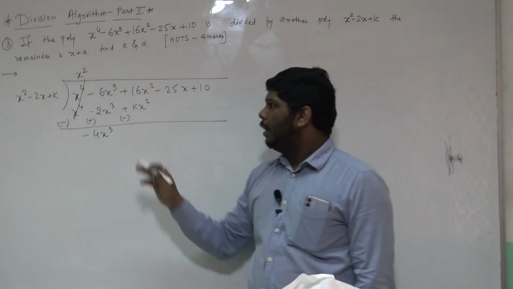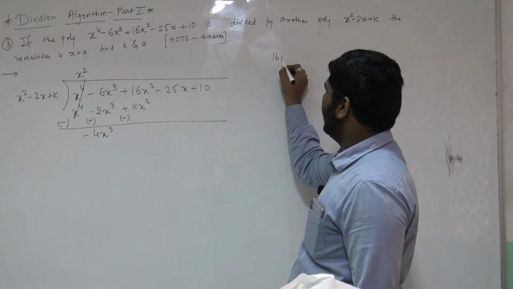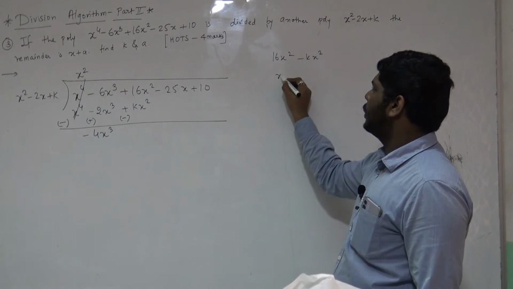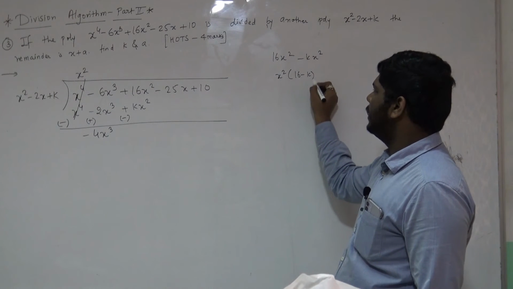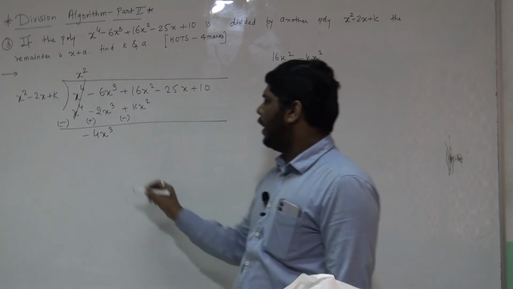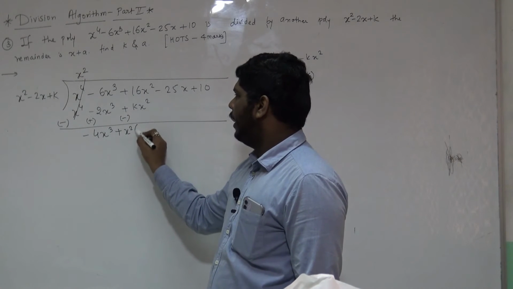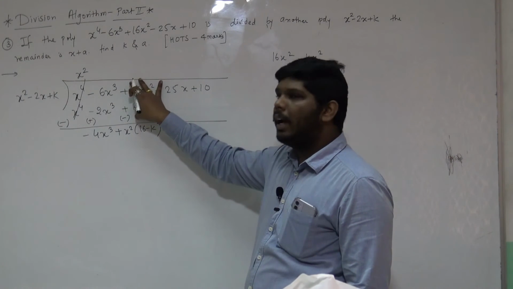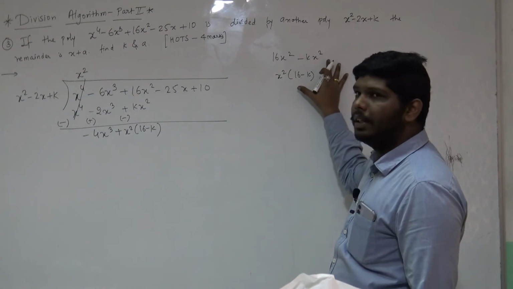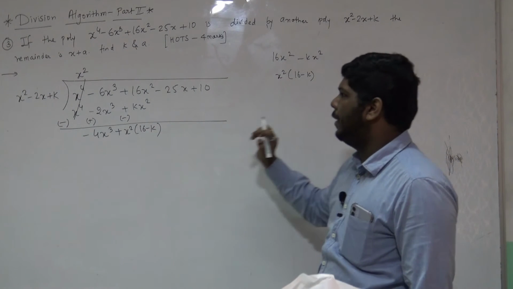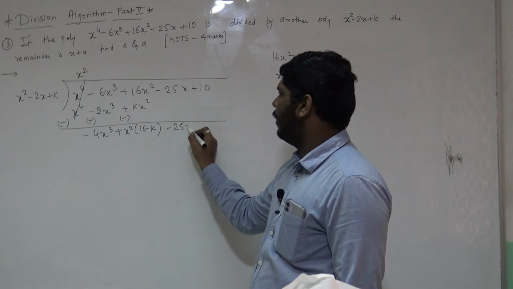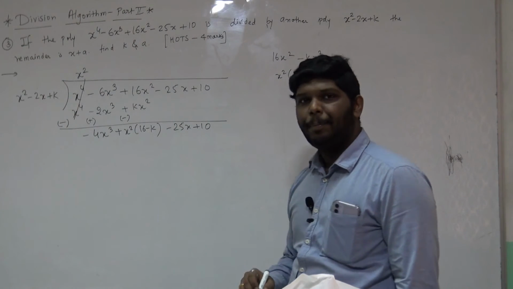So what we'll do, we know that this term is 16x square and the other term is minus kx square, correct? So if you take x square common, what you will get inside is 16 minus k, yes or no? So we can write plus x square into 16 minus k. This type of subtraction I have done here so that it will be easy for you to understand, while the remaining terms we will write as it is. So this will be minus 25x and plus 10.